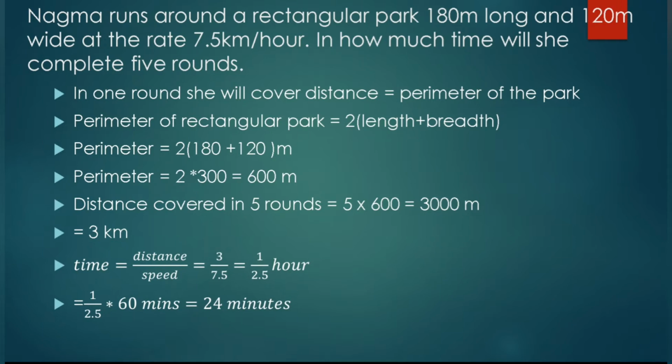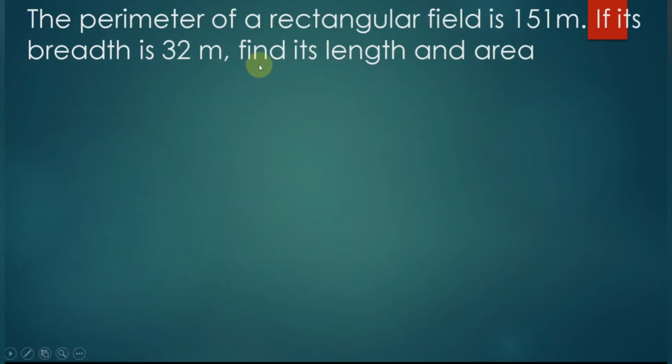Okay, now let's move on to the next question. The perimeter of a rectangular field is 151 meter. Perimeter is already given and its breadth is given. We need to find out its length and area. So first thing, perimeter is given, so we will use the formula of perimeter. So perimeter is equal to 2 into (length plus breadth).